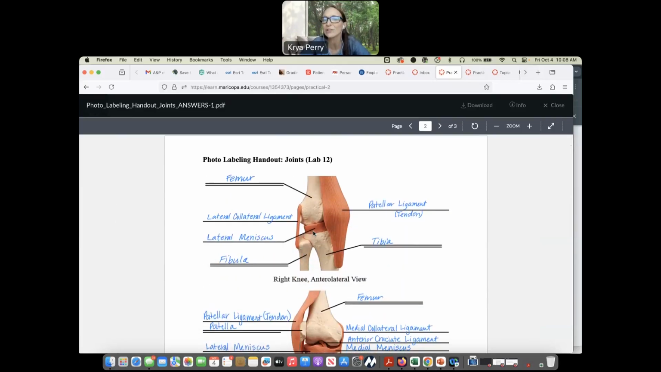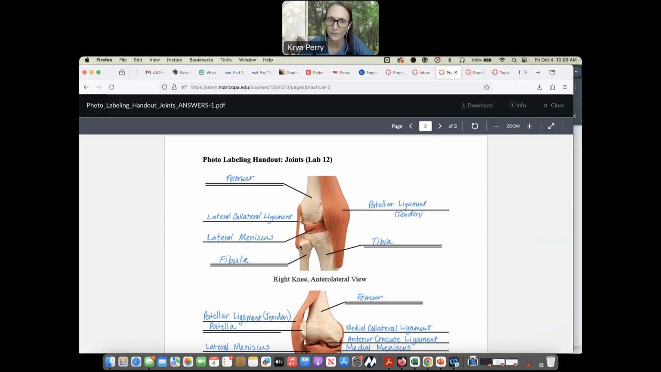Okay, so let's look at the ligaments of the knee. The knee is always a fun one. So again, orient yourself to the bones. This is the femur, tibia. This is the fibula. Fibula is going to be on the lateral side. Okay, so you should know that by now. Tibia is going to be on the medial side. So that makes this very easy.